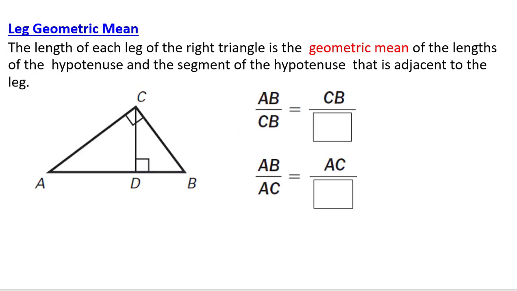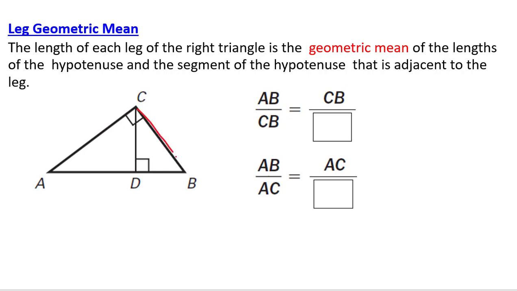Now we have the leg geometric mean. The length of each leg of the right triangle is the geometric mean between the lengths of the hypotenuse and the segment that the hypotenuse is adjacent to. Okay, so there's a lot going on there. So the length of each leg of a right triangle.